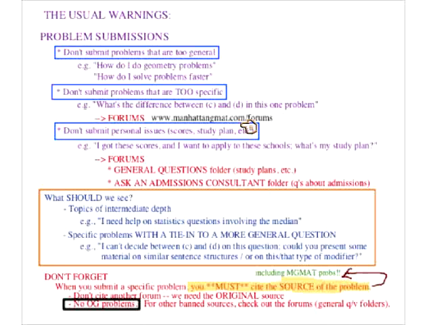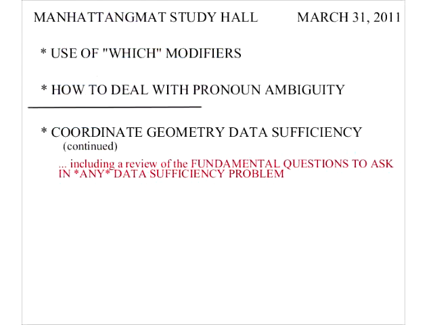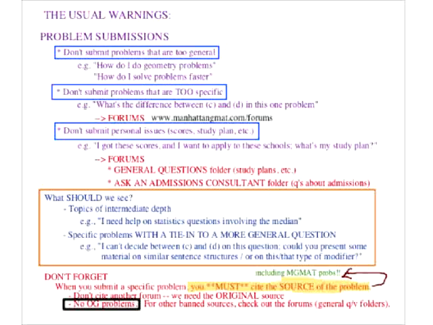As far as what you should submit, again, intermediate depth. This was one of the decently recent topics. Coordinate geometry data sufficiency is the right kind of depth. It's not so specific that we can just answer it on the forum, but it's also not so general that it would be hundreds of hours. It's the right level of depth. Pronoun ambiguity issues, that's the right level of depth. It's a single focused topic, but still general enough for us to cover. And so on. So that's the rules as far as submissions.